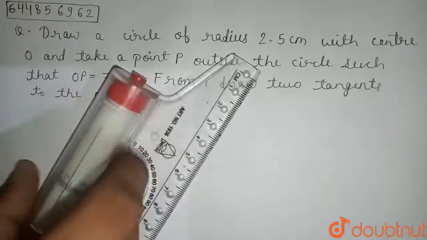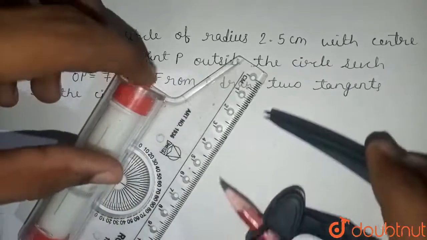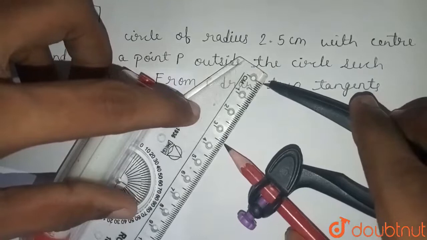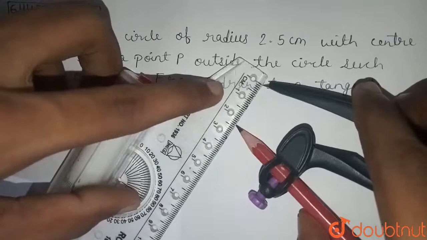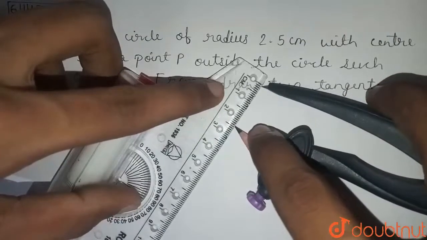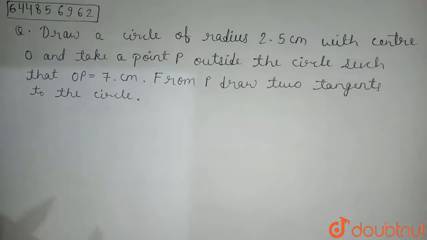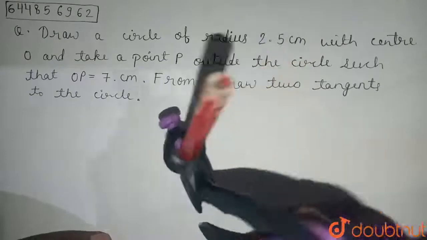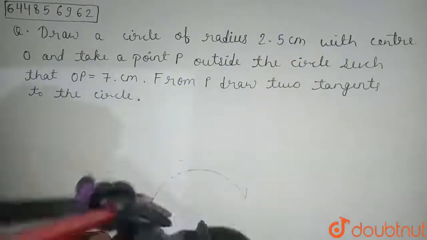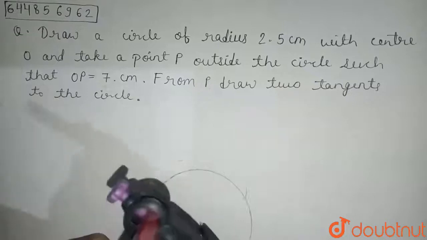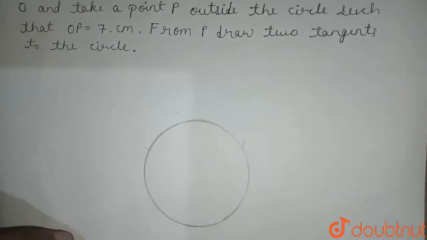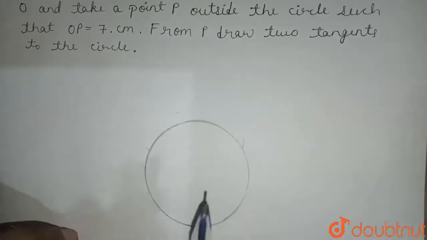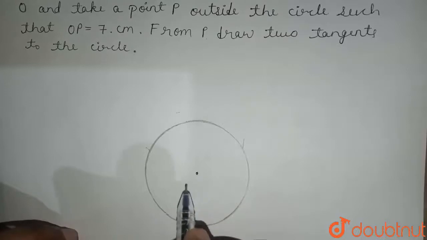So here we have to draw a circle of radius 2.5 cm. We'll set the compass to 2.5 cm. Now I will draw the circle of this radius. So this is a circle of radius 2.5 centimeter, and the center is O.